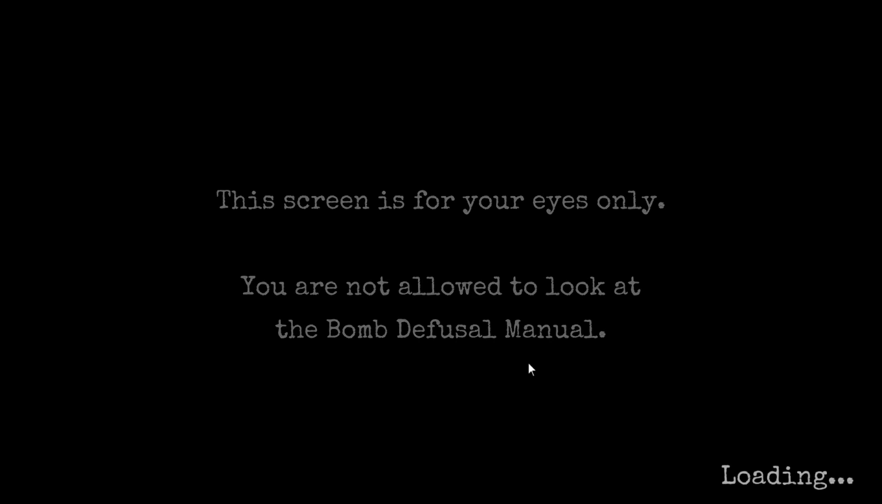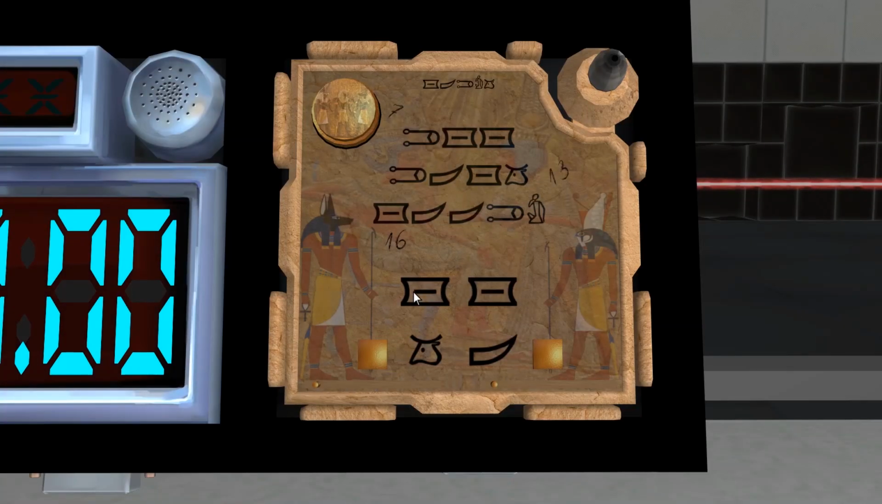Hieroglyphics is a fun module if you like math. Yeah, so here it is. In reality, all he's doing is pushing the same buttons he always has.